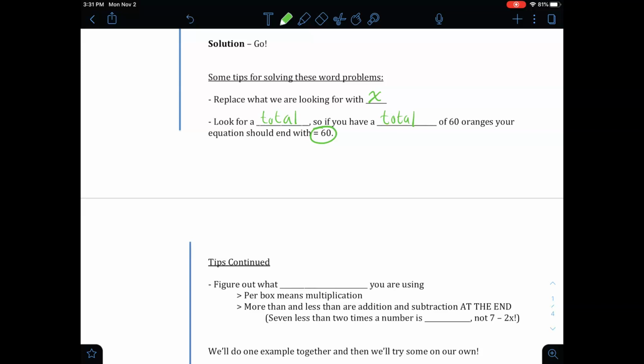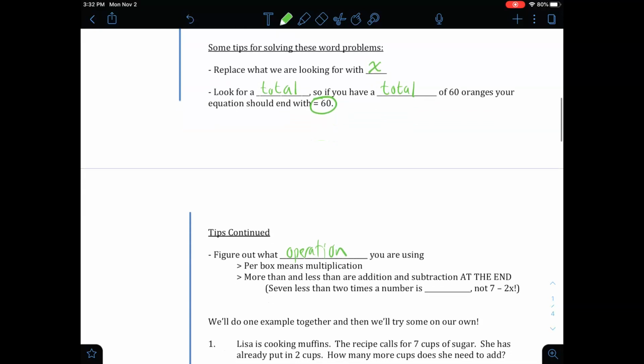All right, next step is to figure out what operation you are using. Sorry, I've got to put my page here. So if you have, like, $2 per soda and you have 3 sodas, that's 2 times 3, right? So per box means multiplication.